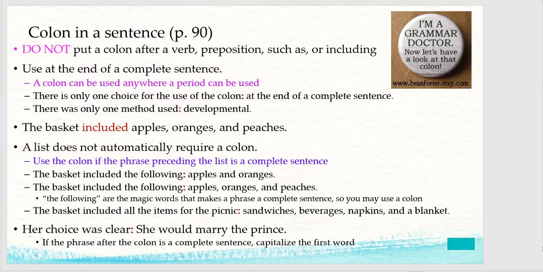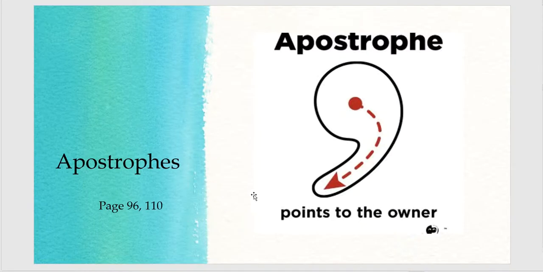Okay, I'm going to move on to the apostrophe. What I like about this cartoon is that it says the apostrophe points to the owner. So it points to whoever is doing the possessing.